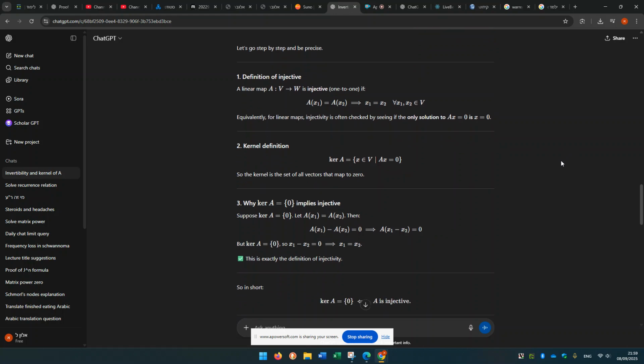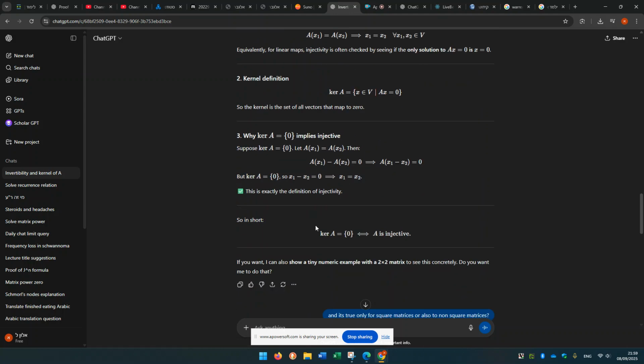And this is why for every matrix, every linear map, doesn't matter if it's square or not, if the kernel is 0, this map is injective, is one-to-one. A linear map, because I used the linearity. So let's say this is the linear map. It means that the linear map is injective, is one-to-one. Very nice. Kernel equals 0 of a matrix means that the matrix is injective, one-to-one.